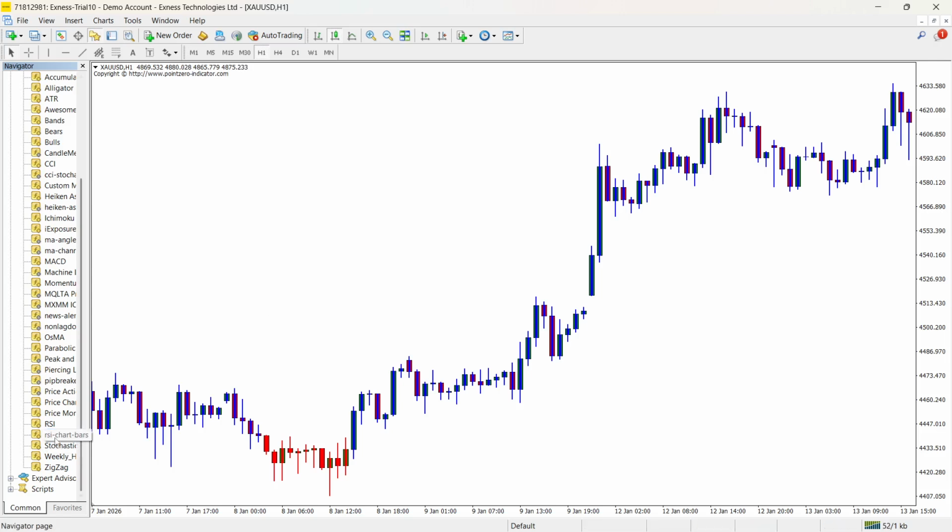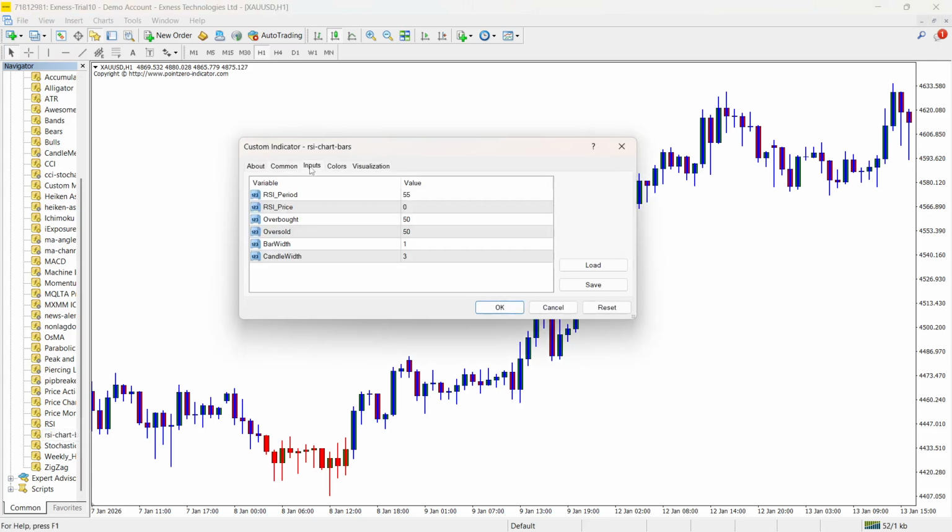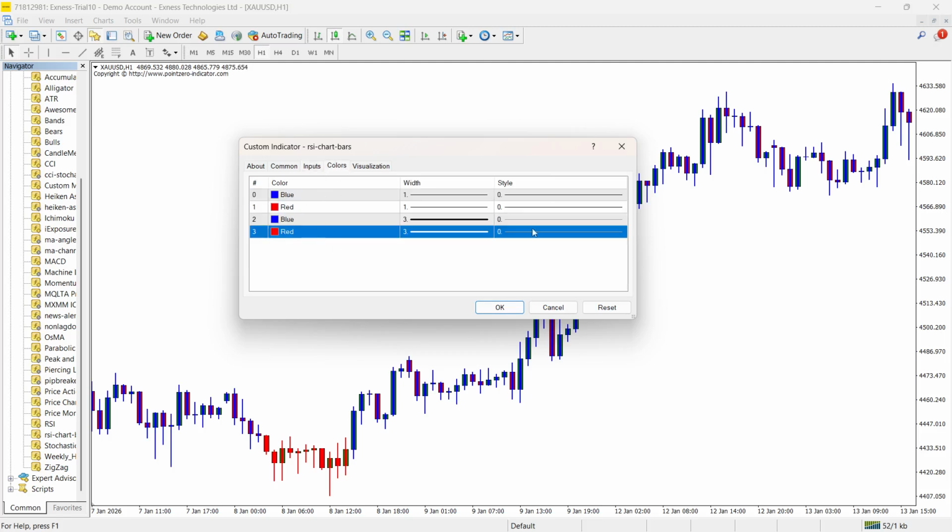As for the settings, let's take a look at the inputs we have. So we have the RSI period, which is set to default here 55, the RSI price, the overbought zones, the oversold zones, the bar width, the candle width. They're all here. And we can also customize the colors that appear on the charts.